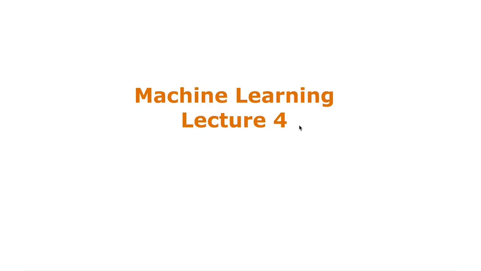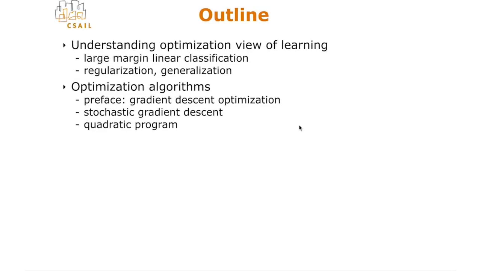Welcome back. This is Machine Learning lecture number 4. Last time we talked about how to formulate maximum margin linear classification as an optimization problem. Today we're going to try to understand the solutions to that optimization problem and how to find those solutions.